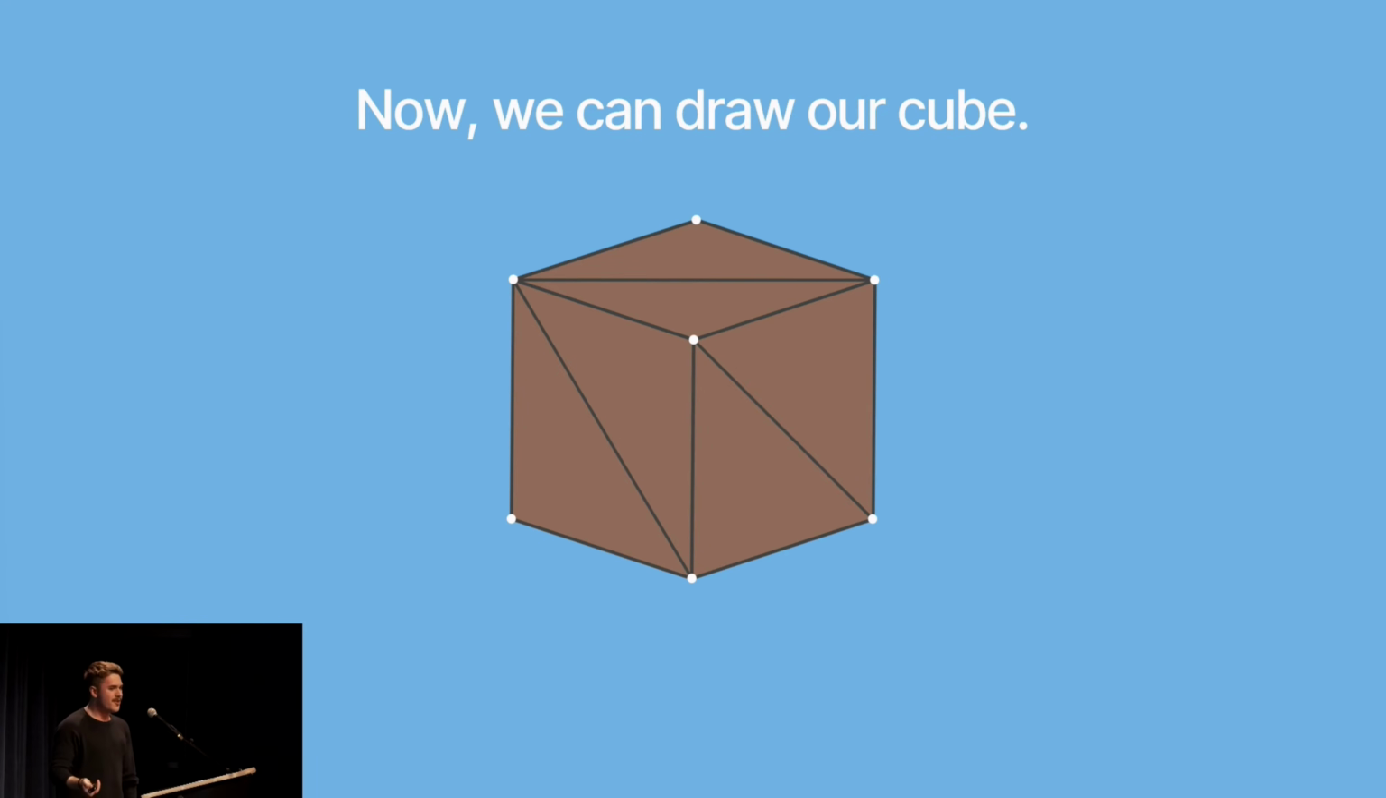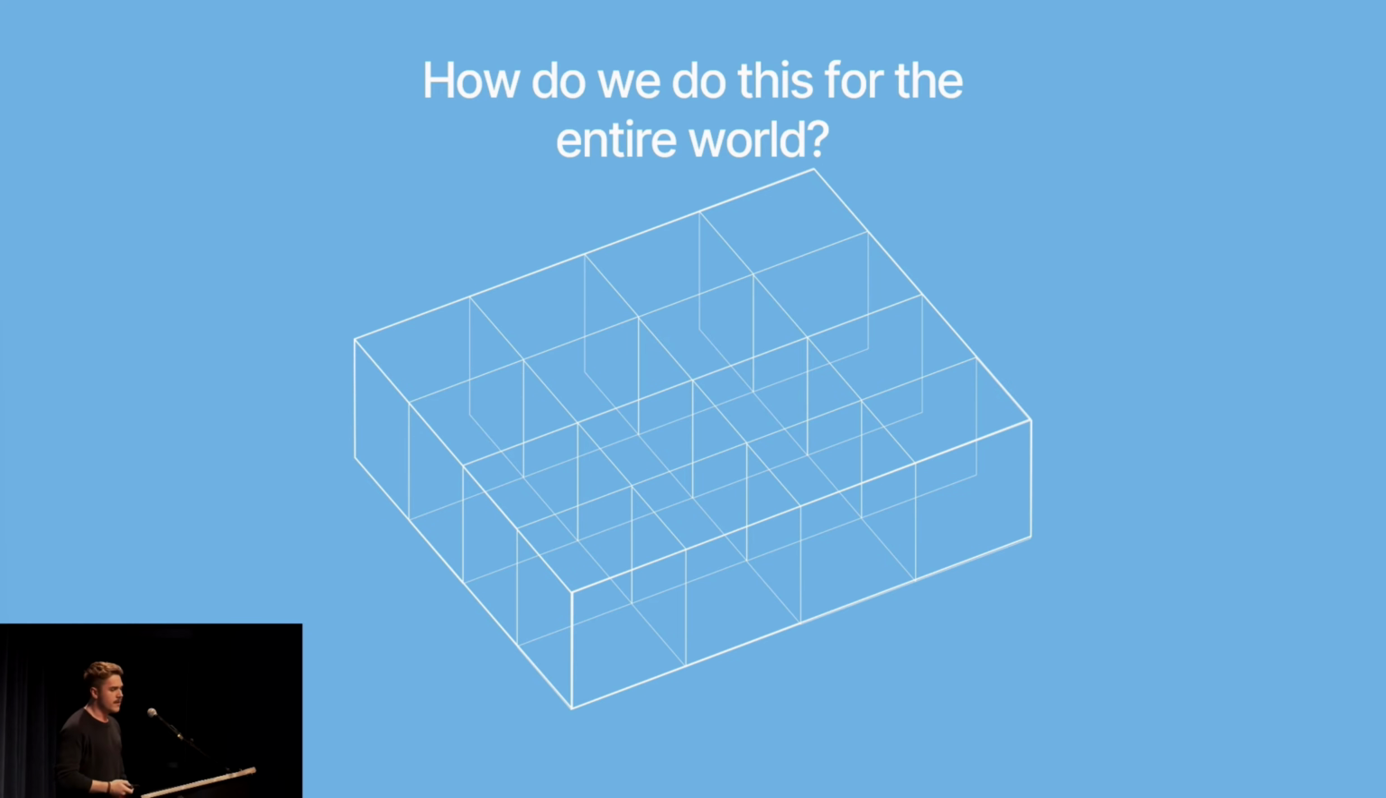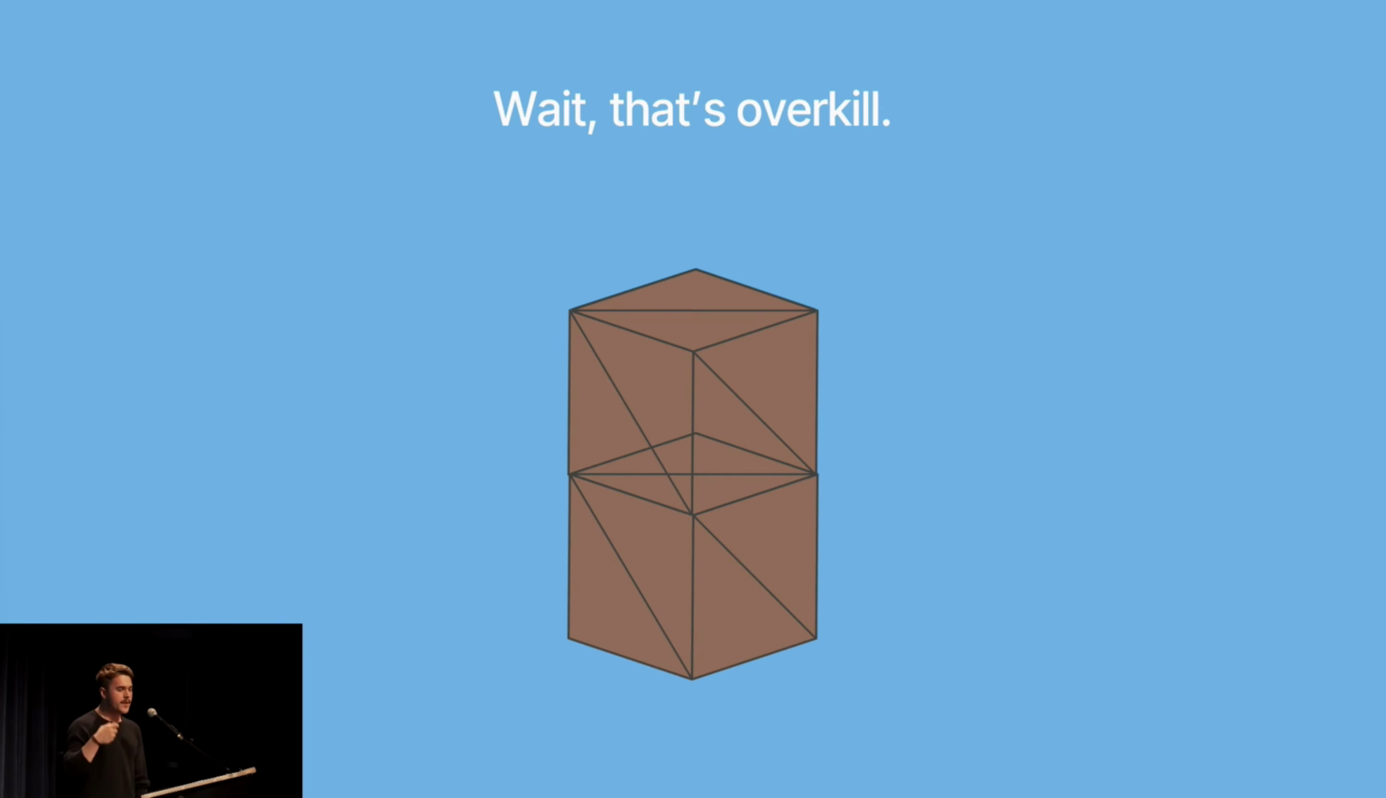Okay, so now we can draw a cube, or we can draw our voxel, finally. We have our vertices, we have our triangles, our faces. But how do we do this for the entire world? Well, if we took that same concept of adding 6 faces for every single voxel that had a type, it wouldn't work very well.